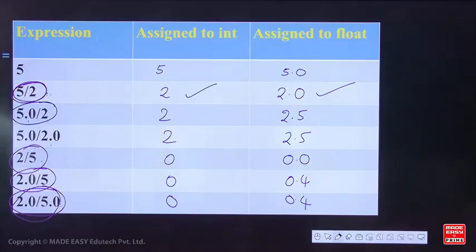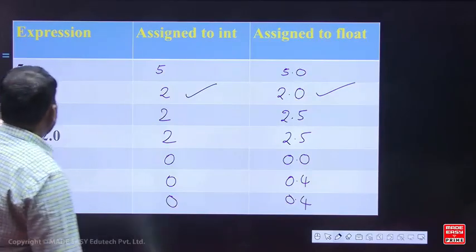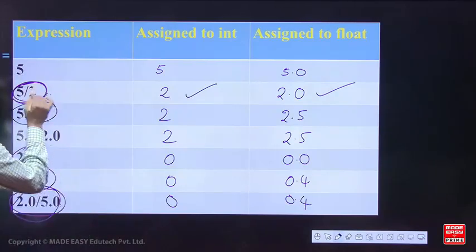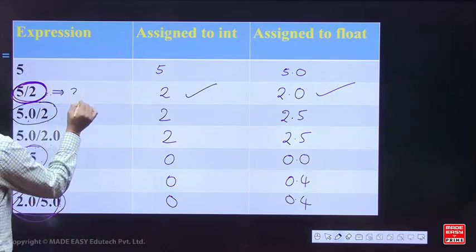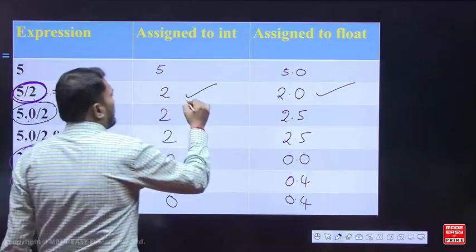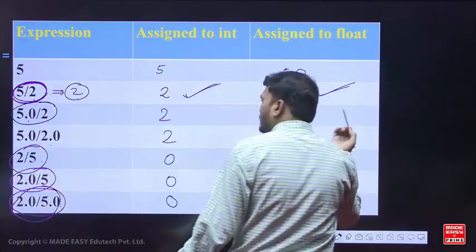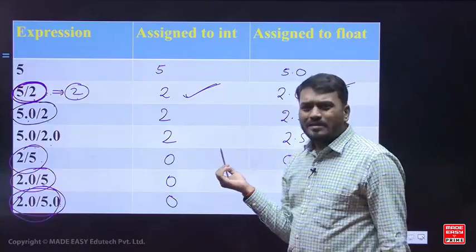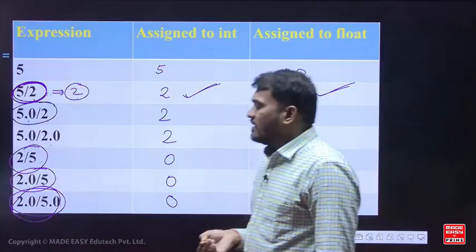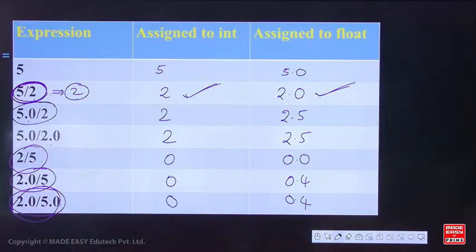Yeah, you understood the previous one. What is the answer according to C language? It is 2 only, right? 5 divided by 2, what is the answer according to C language? 2 only. Both are integers, so the output will be integer. If I assign it to integer, it will print 2. If I assign it to float, it will print 2.0. That's it. Don't apply your mathematics, please. We are studying with respect to the C language compiler.